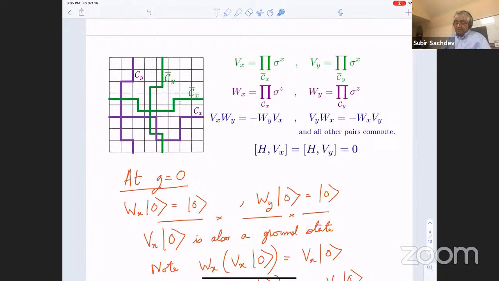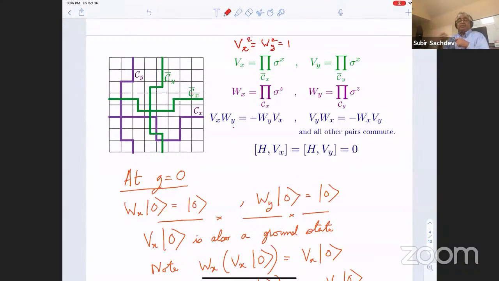Now another crucial thing is that the V operator in the x direction and the Wilson loop operator in the y direction anti-commute with each other. So there's a very simple operator algebra. Of course, the square of these operators is 1, as always: Vx squared equals Wy squared equals 1, and so on. But then they anti-commute with each other. So they're basically like Pauli matrices. The Vx and the Wy are like the x and z Pauli matrices.